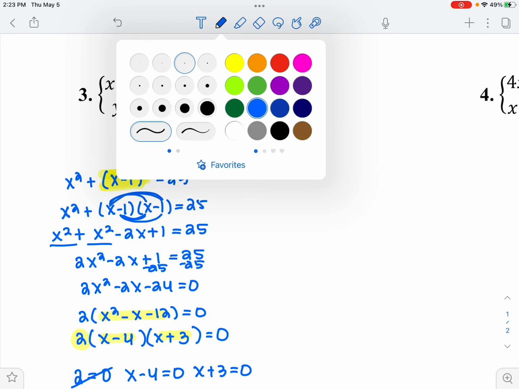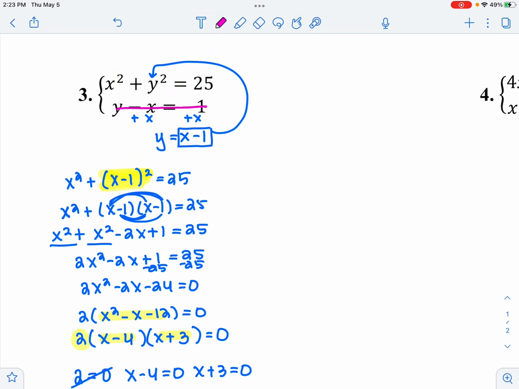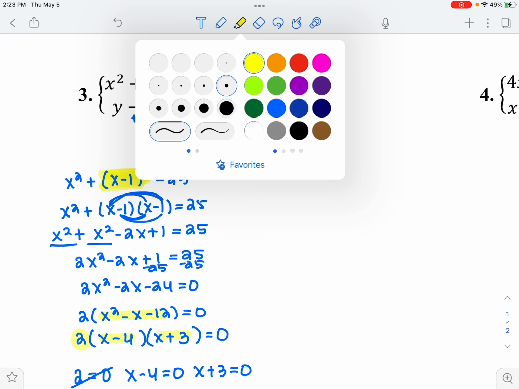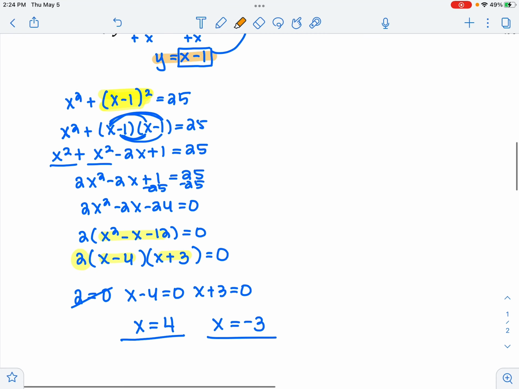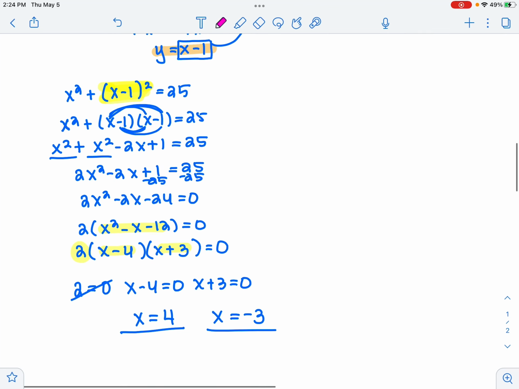Instead of using this right here, oops, I didn't mean to cross it off. I meant to highlight it. Instead of using the given equation right here, I'm just going to use the one I manipulated. They're equivalent. I didn't do anything wrong to it. So I'm going to plug it in there. So y equals the x value, which is 4, minus 1, and I get y equals 3. So my first ordered pair solution, x comma y, is (4, 3).